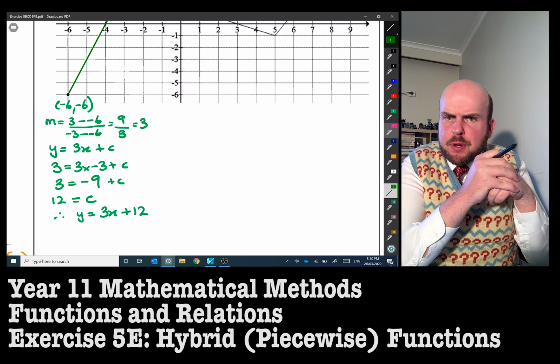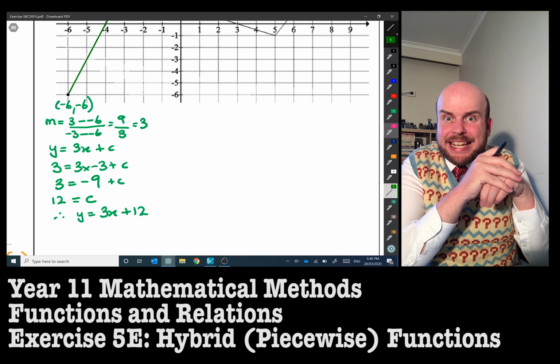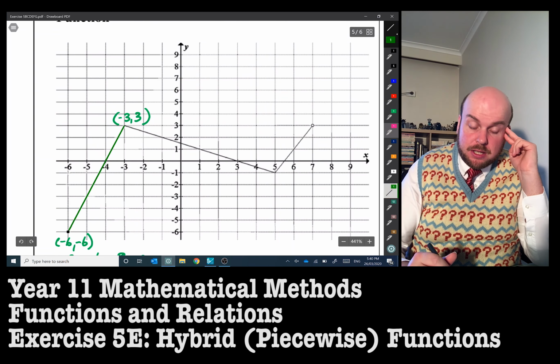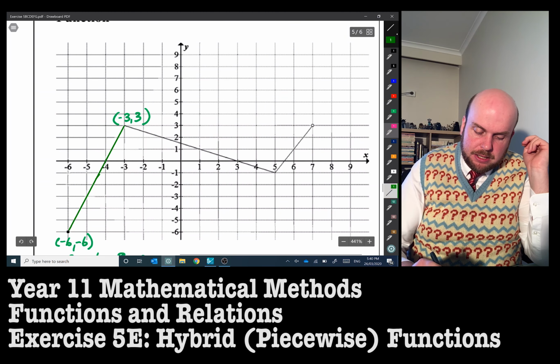If you're ever the kind of person to worry if your calculation doesn't make any sense, one of the things I would suggest is get to the graph and just make that line a little bit longer.